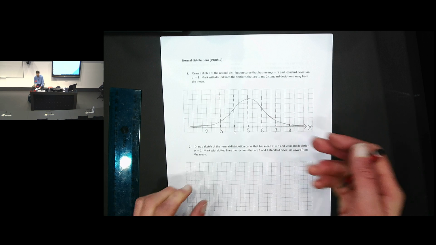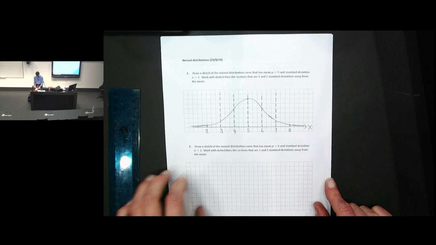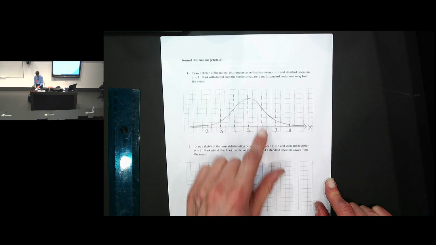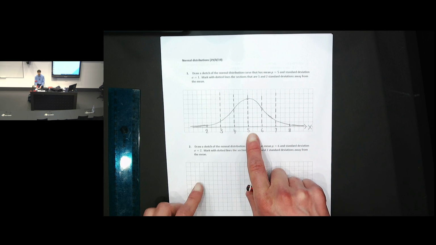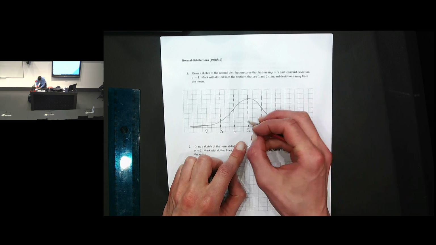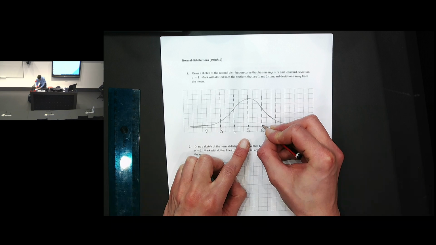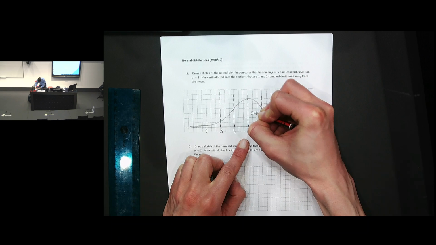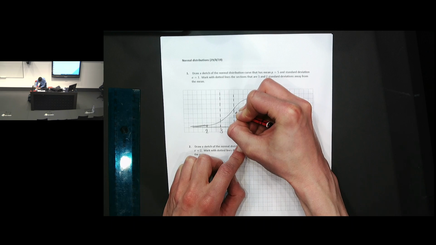Now we're not asked to do this, but something else I think I'll just put on my normal curve here is the areas in each of these sections. So it turns out it doesn't matter what the mean of your normal distribution is, and it doesn't matter what the standard deviation is either. The area between the mean and 1 standard deviation away is always 0.341, and so it's going to be the same on this side.